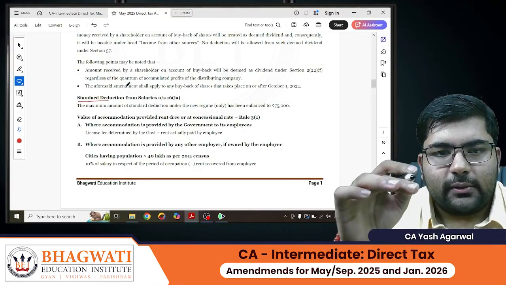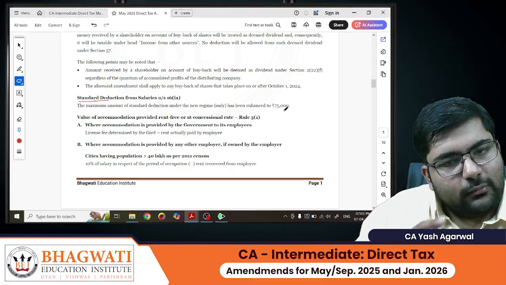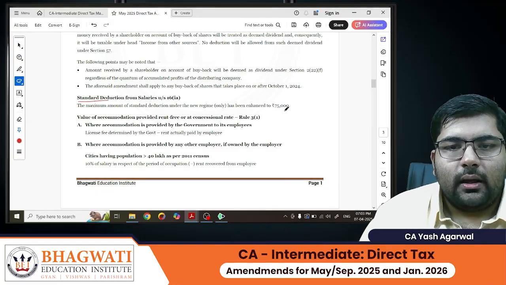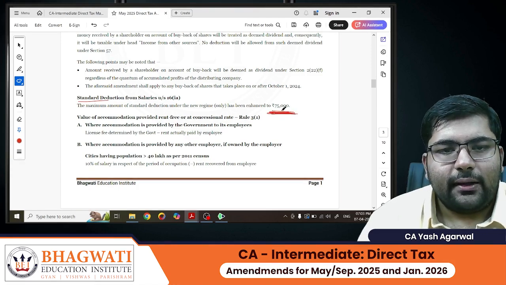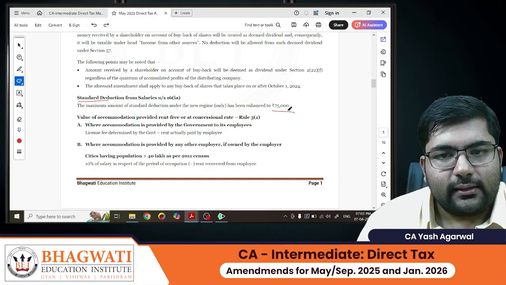50,000 under both the regimes, not anymore. Now, under the old regime, you will continue to give a standard deduction of 50,000 rupees only, but under the new regime, under the default regime, the standard deduction has been enhanced to rupees 75,000. This would be your deduction under the new regime. This is the only one amendment here.